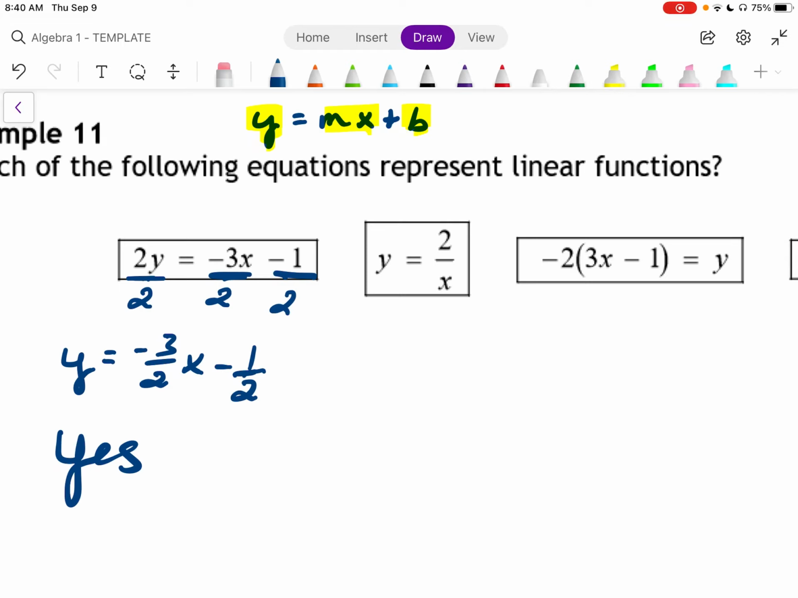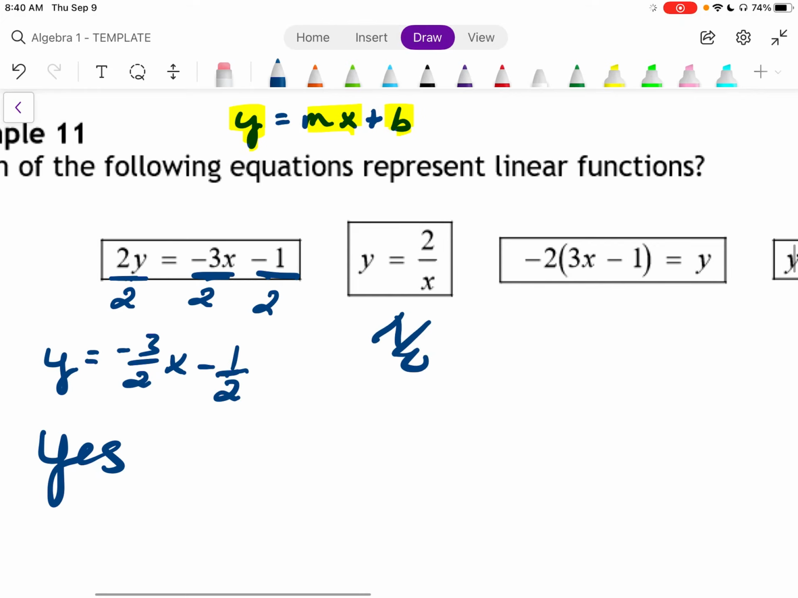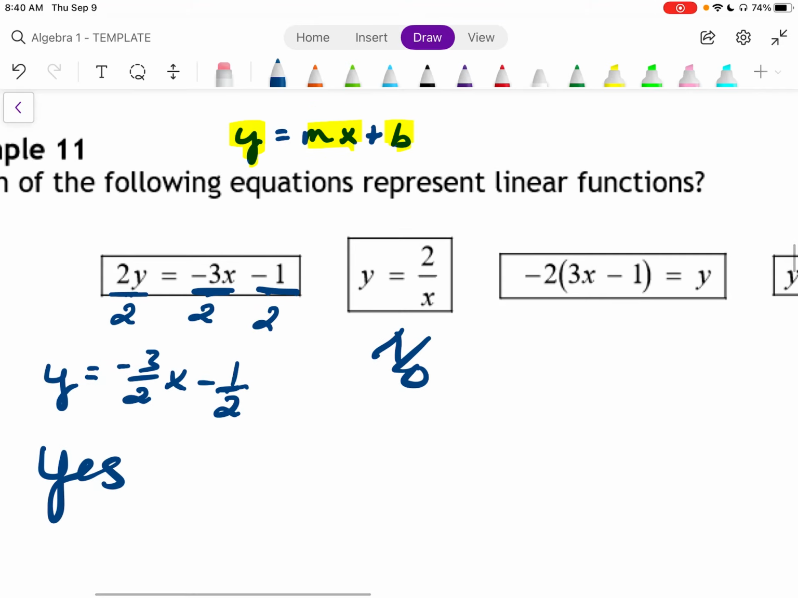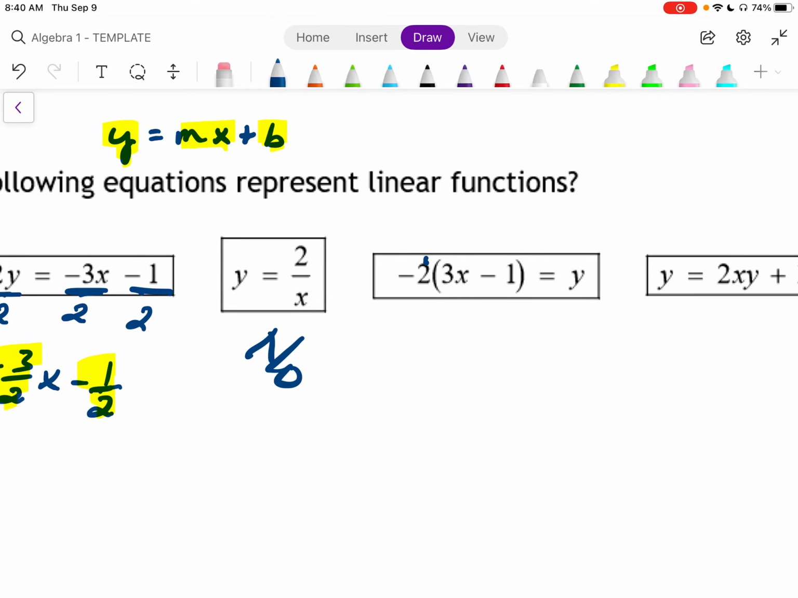Next up, we have y equals 2 over x. Well, x is in the denominator, so this is no. This one you can right away say no. Our linear equation example up here does not have any fractions where x is in the denominator, right? This first one had fractions, but x was not in the denominator, right? We can't have x or y in the denominator. Next up, well, we could distribute this negative 2. We'd have negative 6x plus 2 equals y. And that needs to be rearranged a little bit, but that is the same as what we have up here, so this is going to be yes.